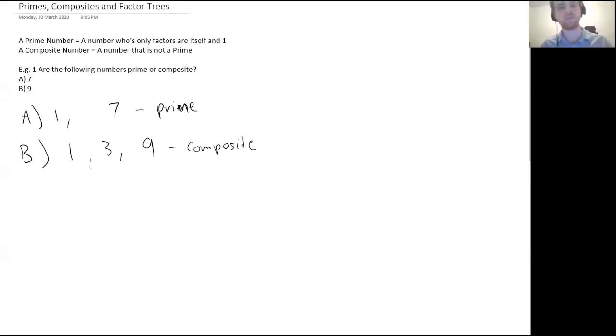So all numbers are either primes or composites. Composite just means it's made up of other numbers, so you can consider a composite number, that factor is sort of a number that makes up 9, so that is why it's called composite.